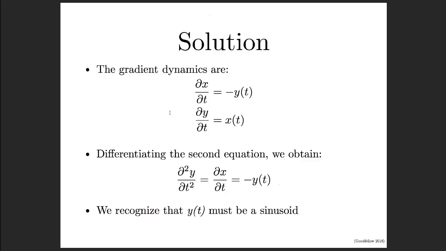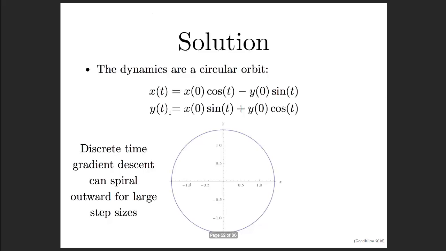My particular approach is to differentiate the second equation with respect to t, and then I get that d squared y/dt squared is negative y. So I recognize from that we're looking at a sinusoidal basis of solutions, and from that you can guess and check the corresponding coefficients, and we get a circular orbit where the only thing that changes exactly what the circle looks like is the initial conditions.